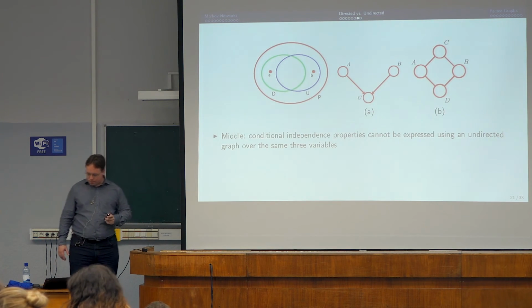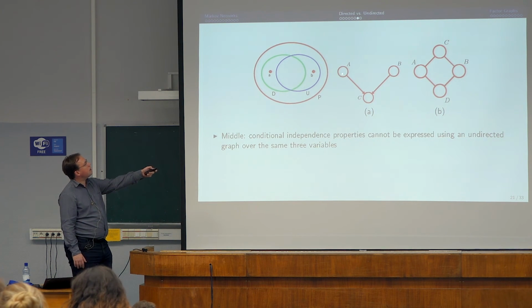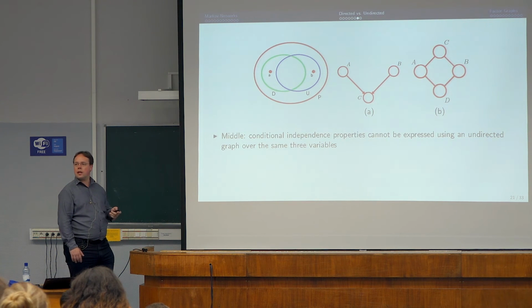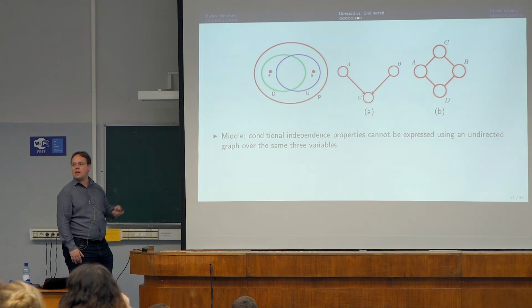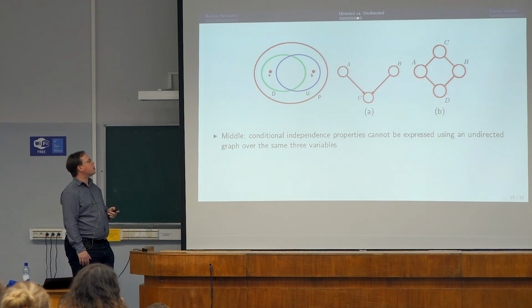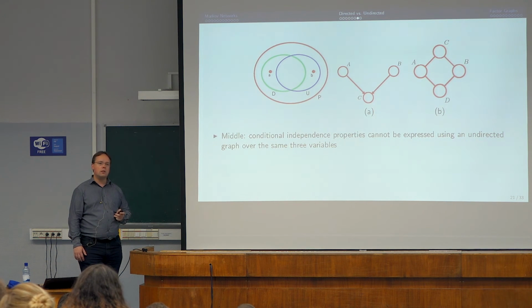And here's the example. A very simple case of just 3 random variables. This imposes an independence statement where A and B are independent, but if you condition on C, they become dependent. You cannot express that as an undirected model with 3 nodes.